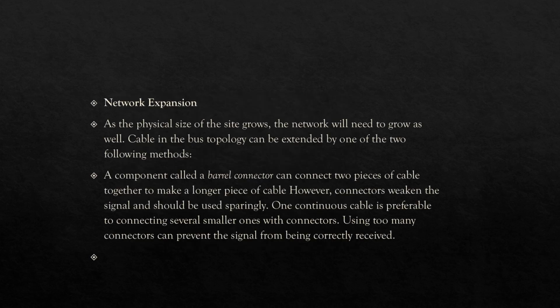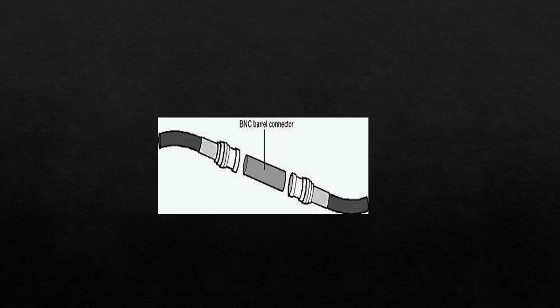Another issue is network expansion. As the physical size of the site grows, the network will need to grow as well. Cable in the bus topology can be extended by one of the following methods. The first method is using a barrel connector, which connects two pieces of cable together to make a longer piece of cable. I can show you here what a BNC barrel connector is. This is a BNC barrel connector, which is used to connect two cables to make them longer.